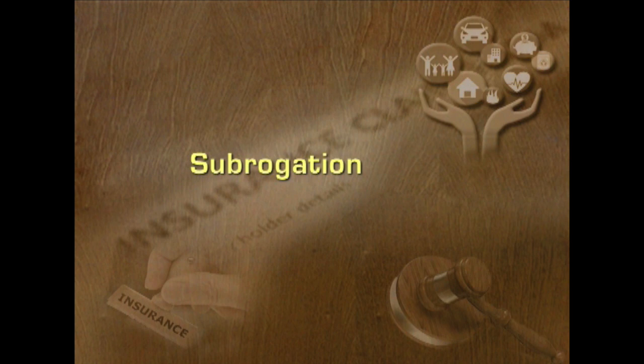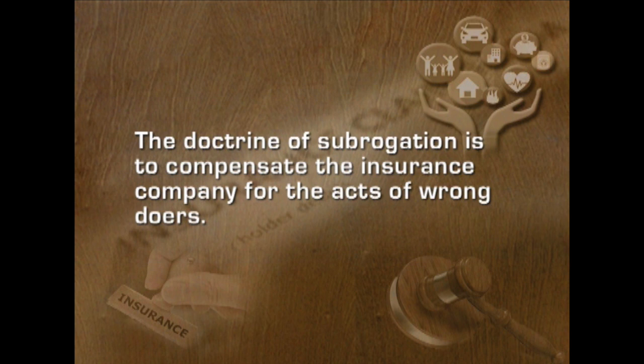Subrogation. Subrogation is a process where one insurance company seeks reimbursement from another company or person for a claim it has already paid. The principle is based on common law principles of natural justice and equity. The subrogation is an extension of the indemnity. The right to file suit for subrogation is an implied condition under the insurance contract. The doctrine of subrogation is to compensate the insurance company for the acts of wrongdoers. The insurance company cannot make profit out of the recovery.